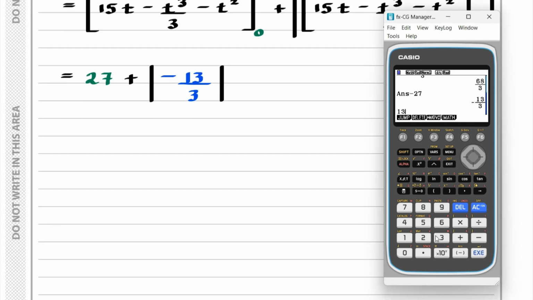So I would have 13 over 3 being added to 27, and it turns out we get 94 over 3 meters. And as a decimal, we have 31.3 meters to 3 significant figures.